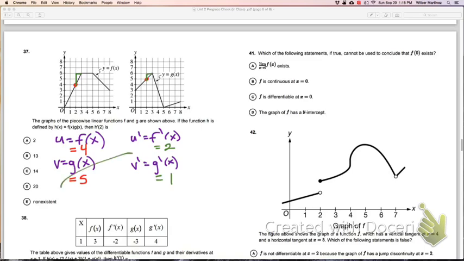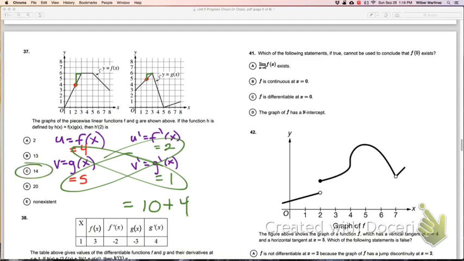Product rule says to multiply backwards first, so if I multiply those I get 10. And then plus multiplying forwards, 4 times 1 would be 4. So 10 plus 4, which is 14. Answer choice C.